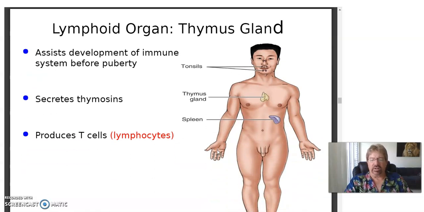Lymphoid organ, the thymus gland. Assists development of the immune system before puberty. They always say, oh, in the adult, it's atrophied and serves no function. Oh, yeah, well, it secretes thymosins. It also produces T lymphocytes. T stands for thymus. Now, they're not made here in hemopoiesis. They're made in the red bone marrow, but they migrate here for processing. So, yeah, most certainly, it has more of a function in childhood before puberty, but it's quite active in adults too. Very important. T lymphocytes are processed in the thymus.